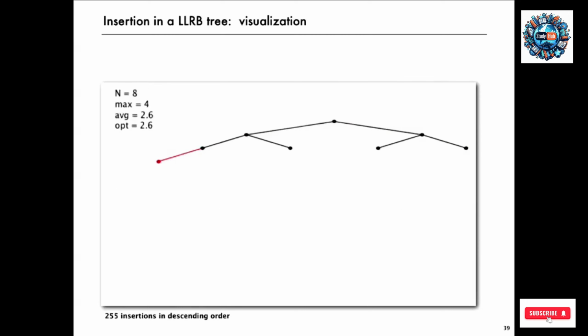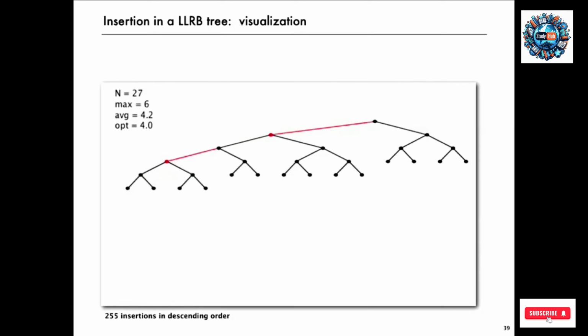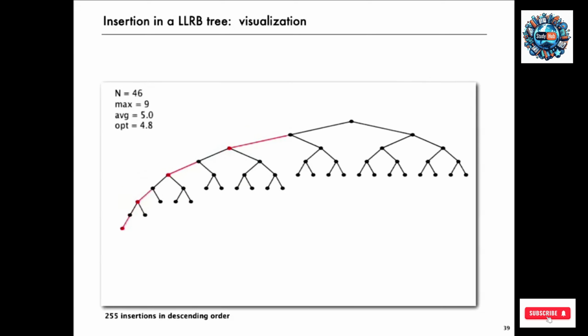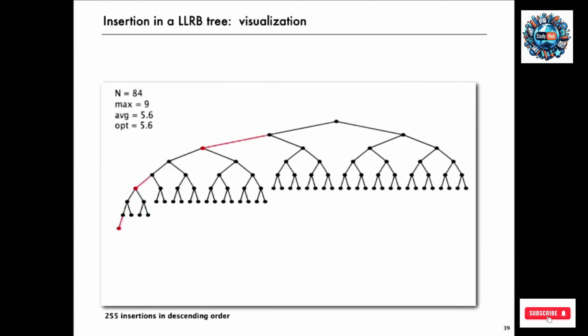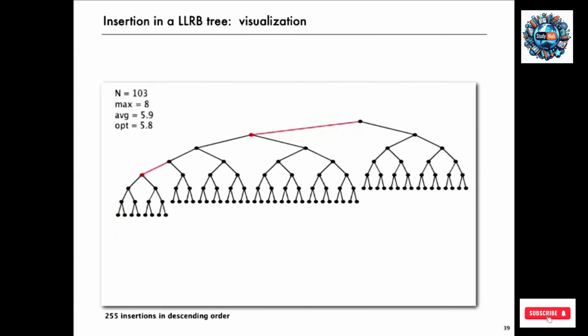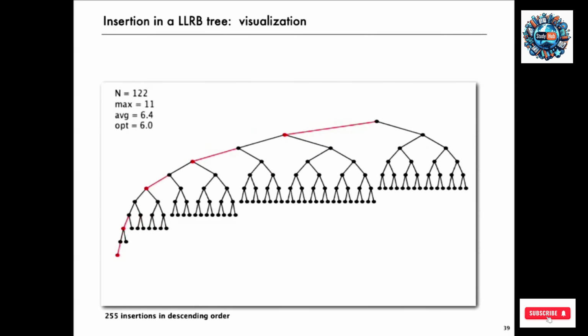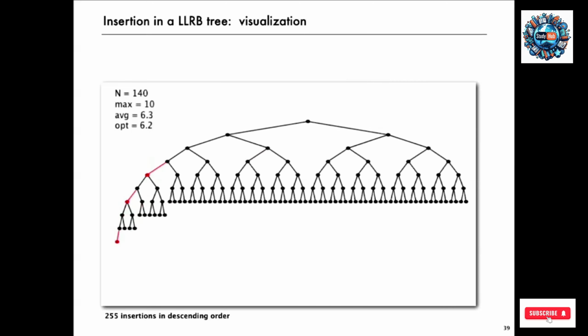And what about descending order? Well, it's left-leaning and the process is a little bit different. And sometimes the left path can get long, but not that long. The worst that can happen is that it alternates red and black.